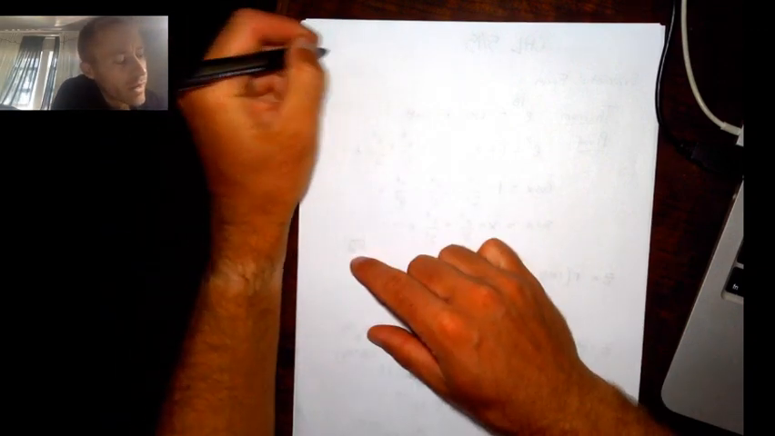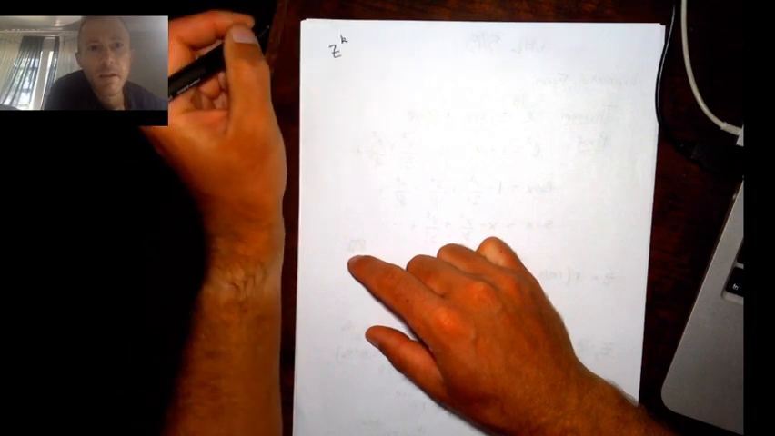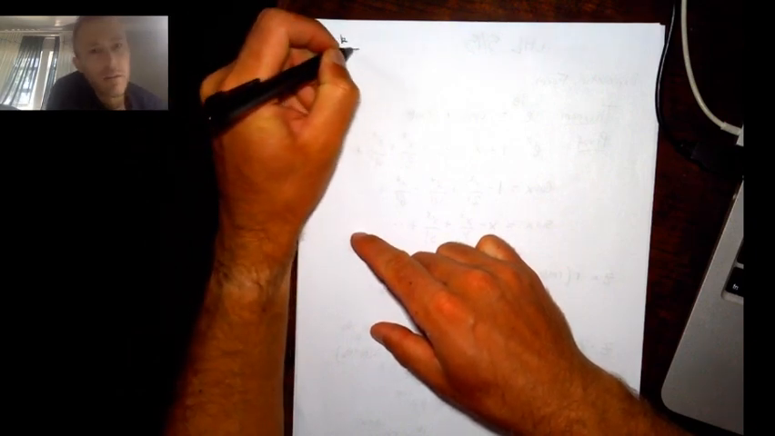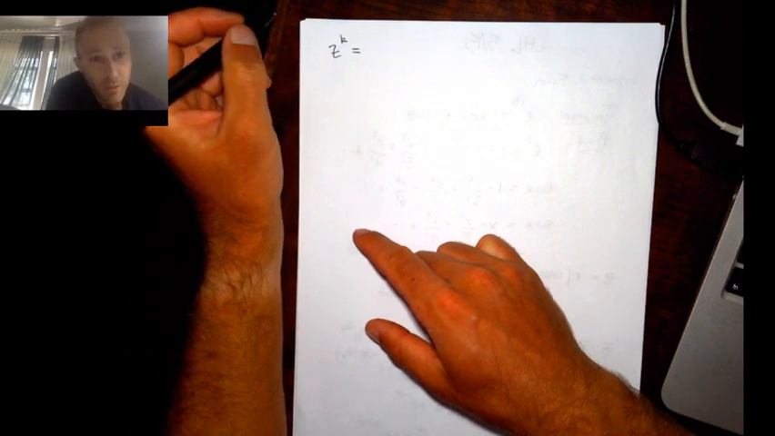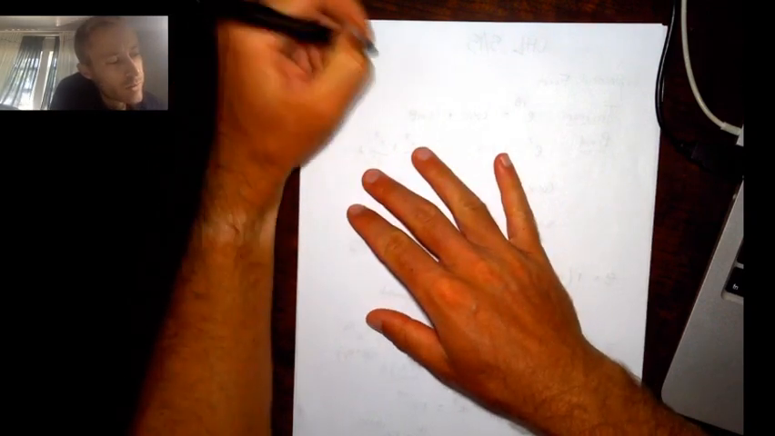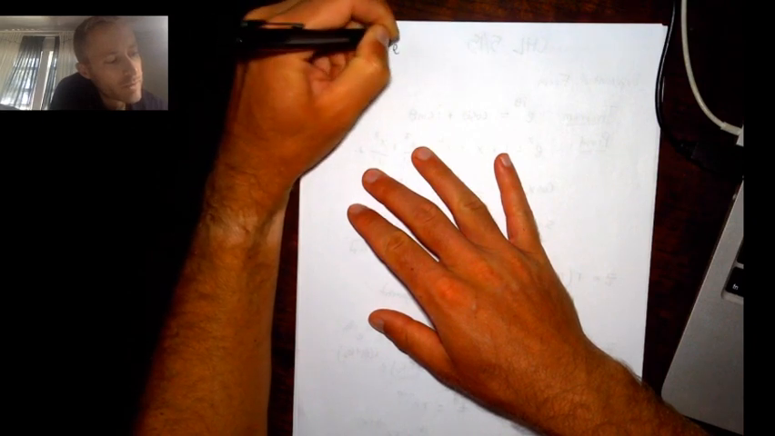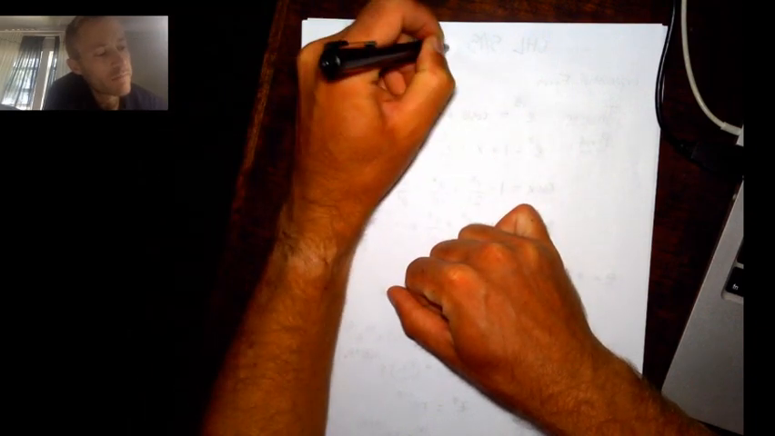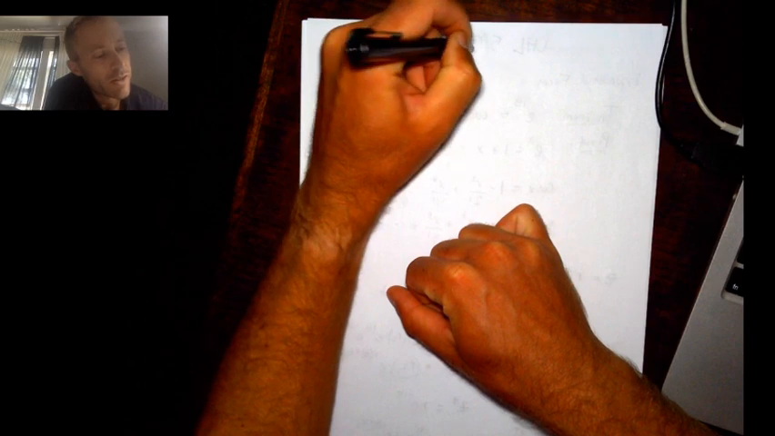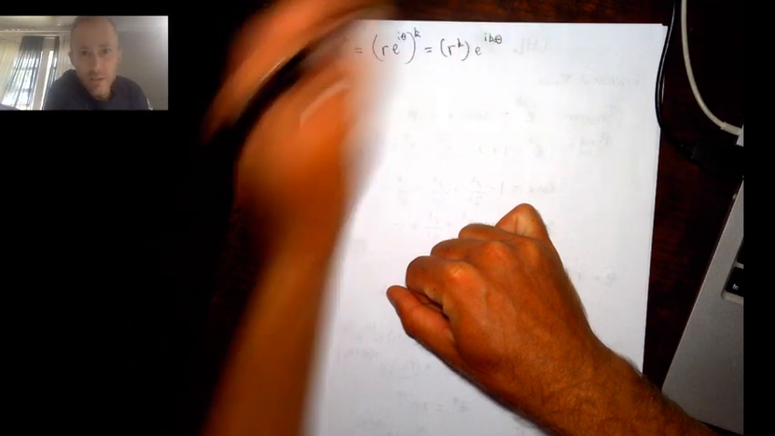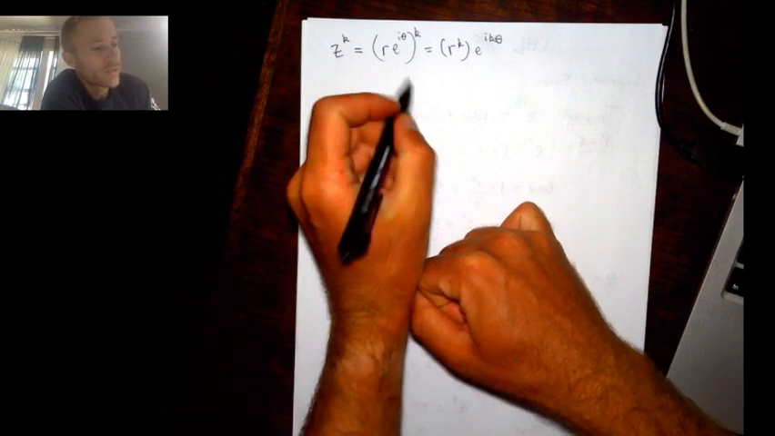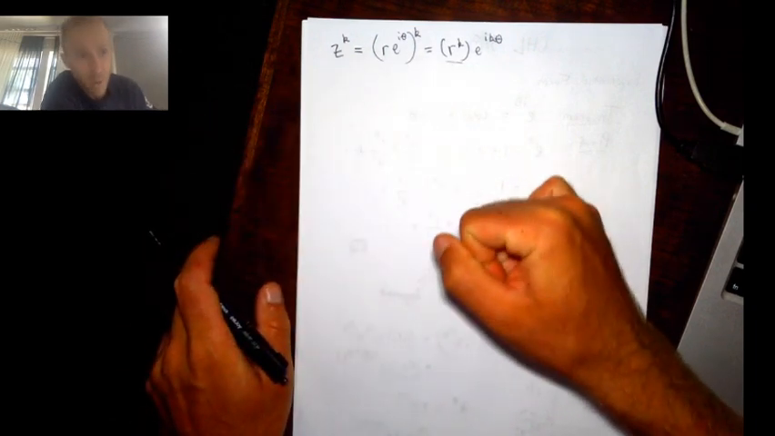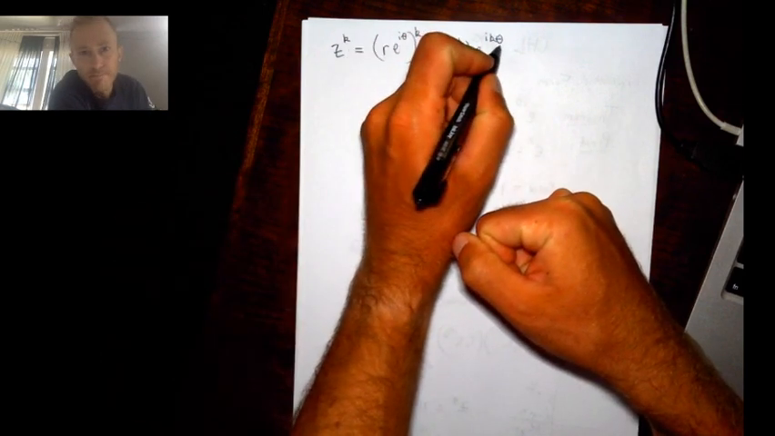We can also raise complex numbers to powers. So what if I wanted to do z to the k power? This would be r e to the i theta, to the k power. And so that's equal to r to the k e to the i k theta. So you can see that the modulus gets raised to the power k, and the argument gets multiplied by k.